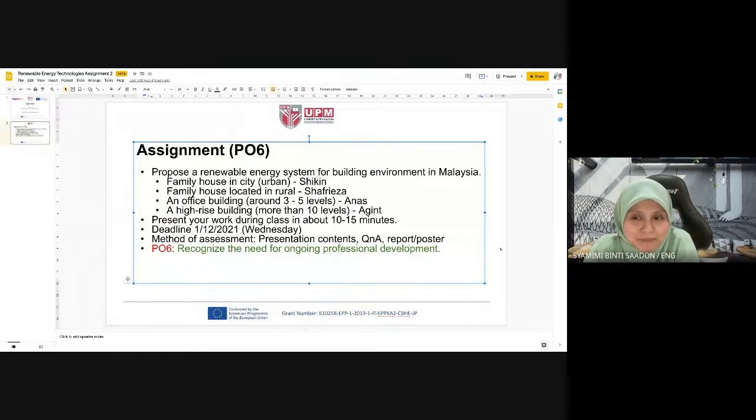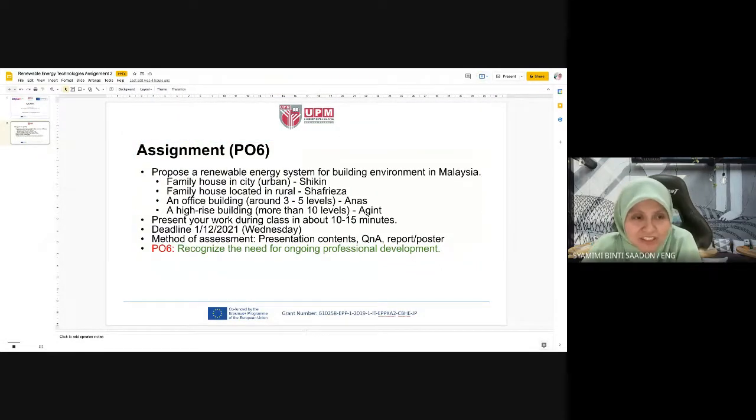So the idea is to propose any renewable energy system for the building environment. It can be not only one, but maybe you can integrate several types. For example, solar with wind if suitable for the house, or biomass with another engine that can produce micro cogeneration, like the micro cogeneration just now. But of course it depends on the cost and impact, the energy consumption and so on.